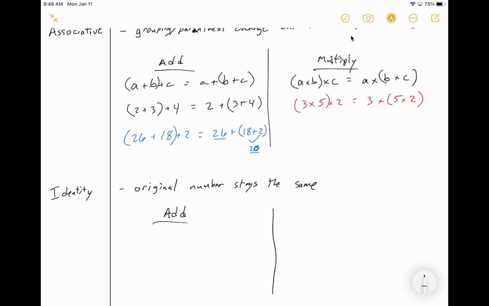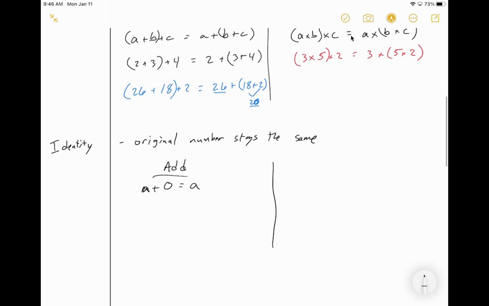Right? We can add 0. A plus 0 is still equal to A. So 5 plus 0 is still equal to 5. So even though I added something, I really didn't do anything. I didn't change anything. All right? So that's why it's called the identity property of addition.